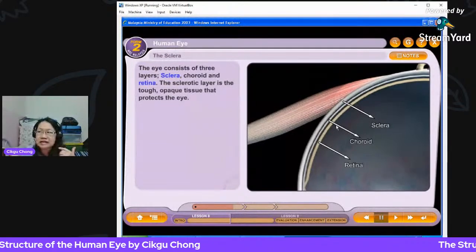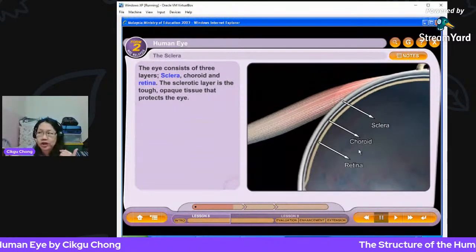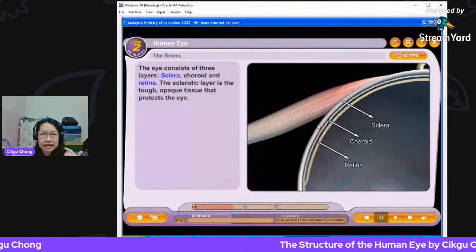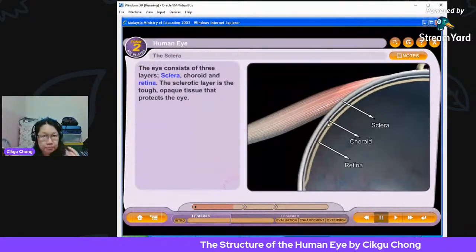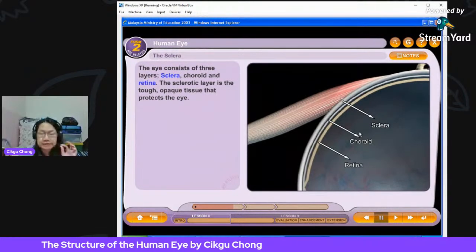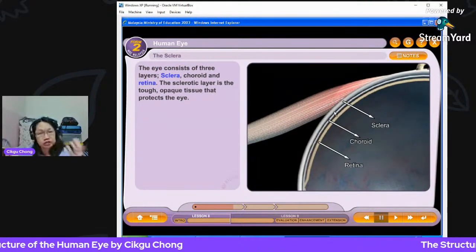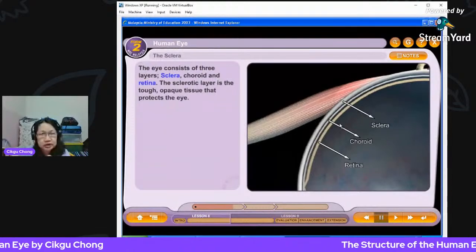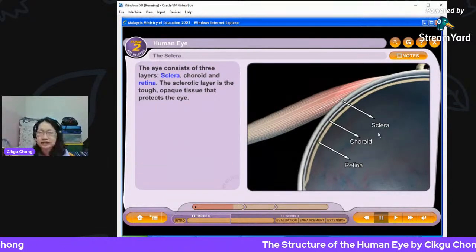Then the second layer is called the choroid. This is the black-colored one. It has blood vessels, 有血管的. So this is the layer that has blood. It provides oxygen and nutrients to the cells inside your eye. So this one has a lot of cells inside there actually.